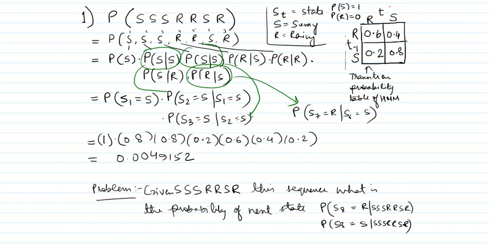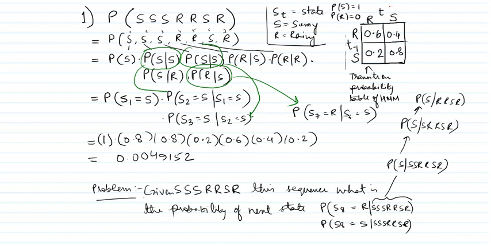In order to calculate this, up to this sequence we need the probability P of S given S S R R S R. For this we require P of S given S R R S R. For this we require P of S given R R S R. For this we require P of R given R S R. For this we require P of R given S R, and we already know P of S given R. So we need to start from the initial and calculate all these probabilities and reach this one.